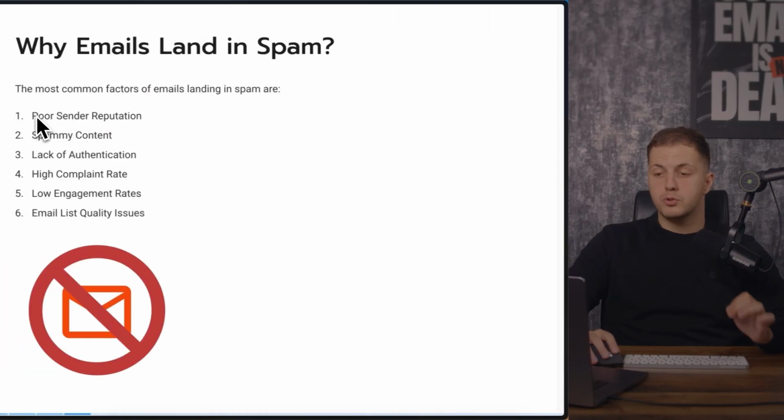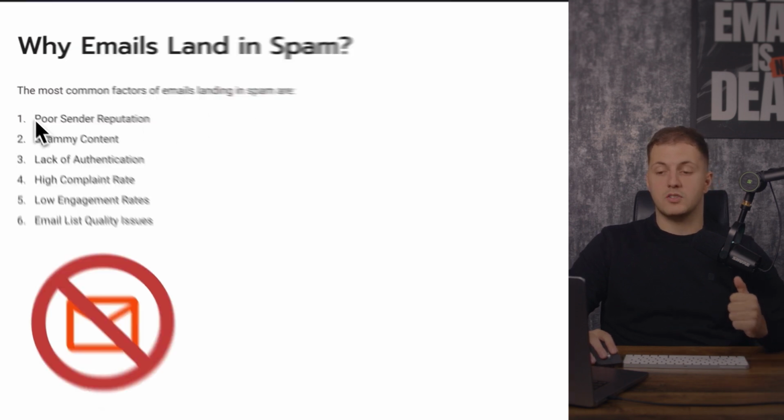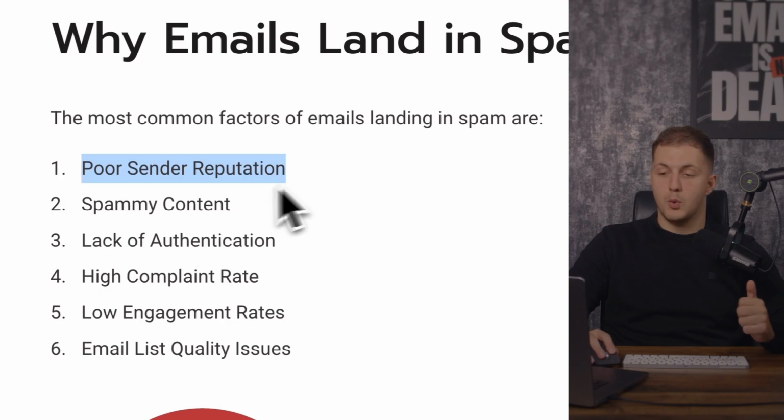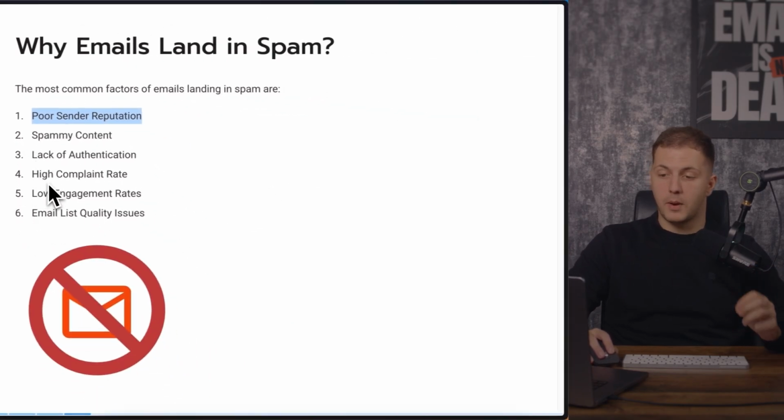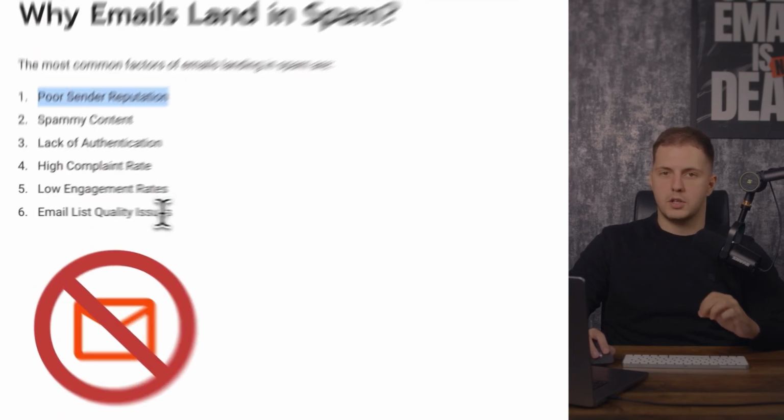In order to solve these issues, first, we need to understand why emails land in spam in the first place. There are 6 most common factors when it comes to deliverability. The first one is poor sender reputation. We have spammy content, lack of authentication, high complaint rate, low engagement rates, and email list quality issues. Let's first discuss the sender reputation.